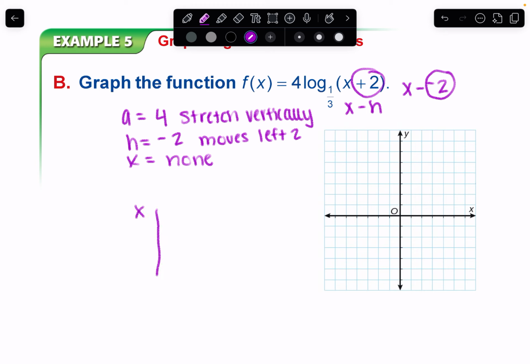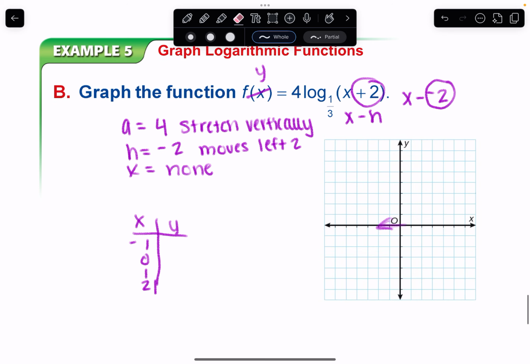From here, you're really doing the same thing. You're plugging in x values and then solving for y. So on this one, I plugged in -1, 0, 1, and 2. The reason I started with -1 on this one instead of just starting at 0 is it moved left 2, which means I'm now kind of in the negatives for this question. So instead of starting at 0, I know my graph is going to shift over to the left some.